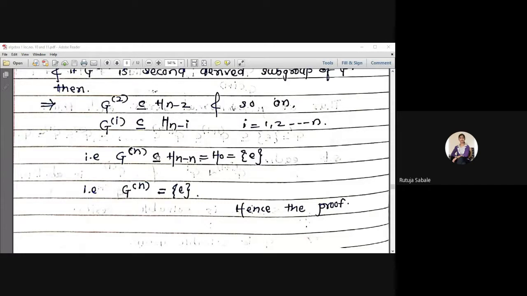Then the first derived subgroup of S3 is nothing but A3. A3 is the alternating group, the set of all even permutations. G1 is the set of all even permutations.